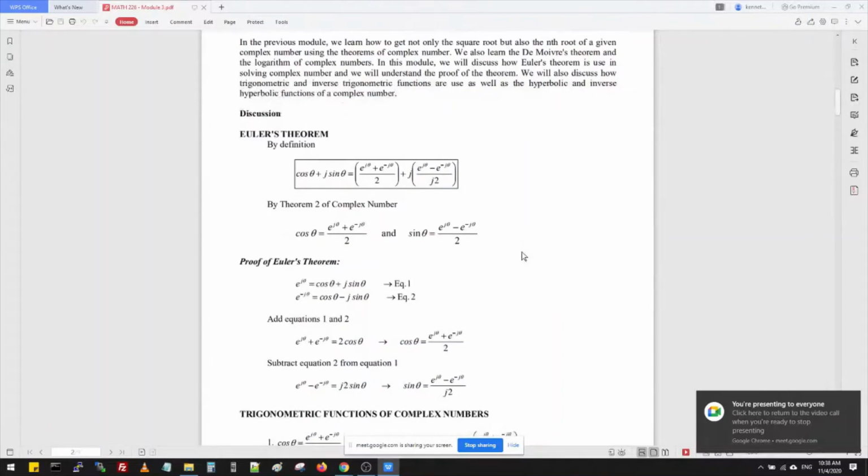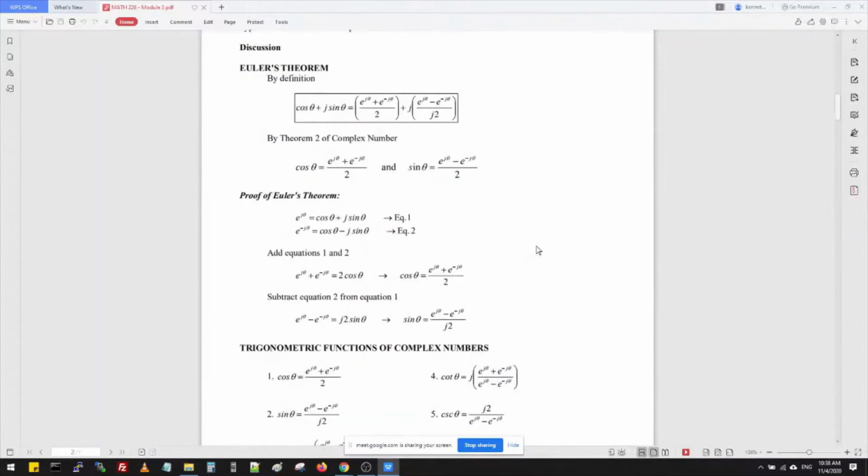First we will discuss Euler's theorem. By definition, we have this equation: cosine theta plus j sine theta is equal to e raised to j theta. The other form is e raised to j theta plus e raised to negative j theta over 2. This usually comes from analytic functions. Okay, you remember it already.